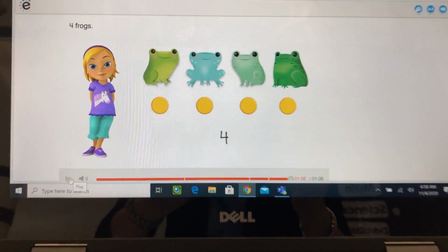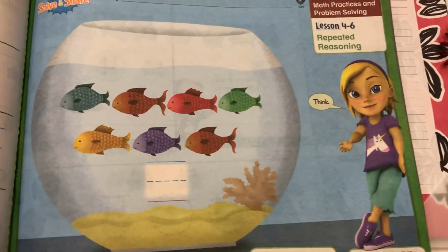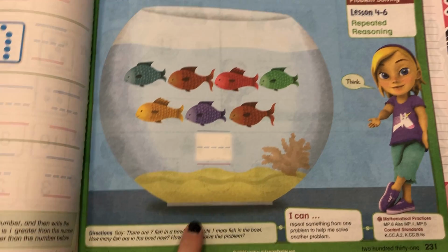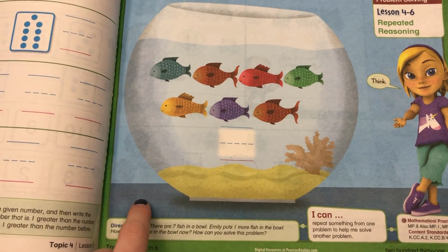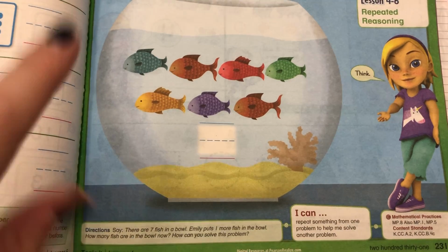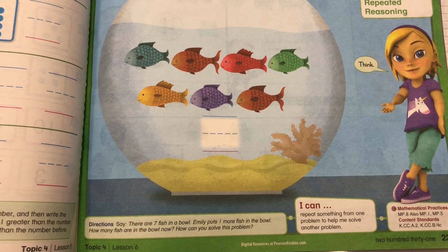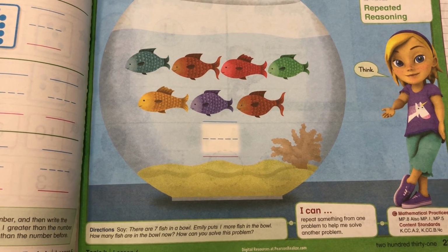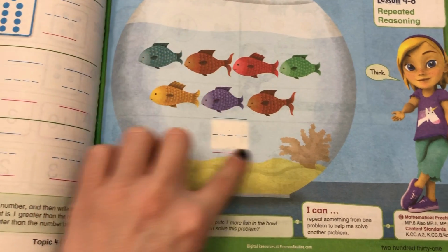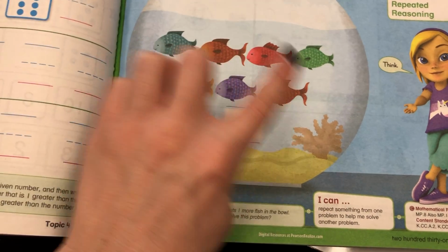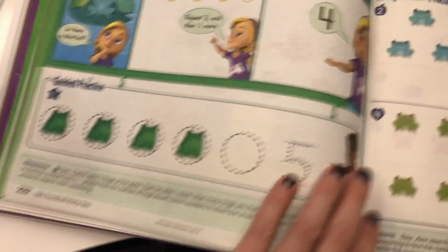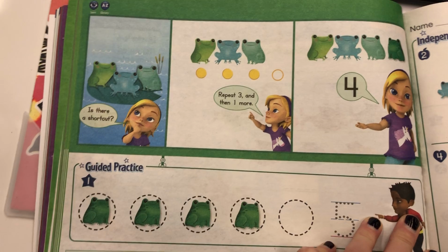All right, boys and girls, so we are going to continue to do that in our math books. And we're doing topic 4-6. You're going to look at the fish bowl. There are 7 fish in a bowl. Emily puts 1 more fish in the bowl. How many fish are in the bowl now? And how can you solve this problem? You're going to write the number of how many fish, and you're going to show how you solved and talk about how you solved it. Then you're going to turn the page, boys and girls.